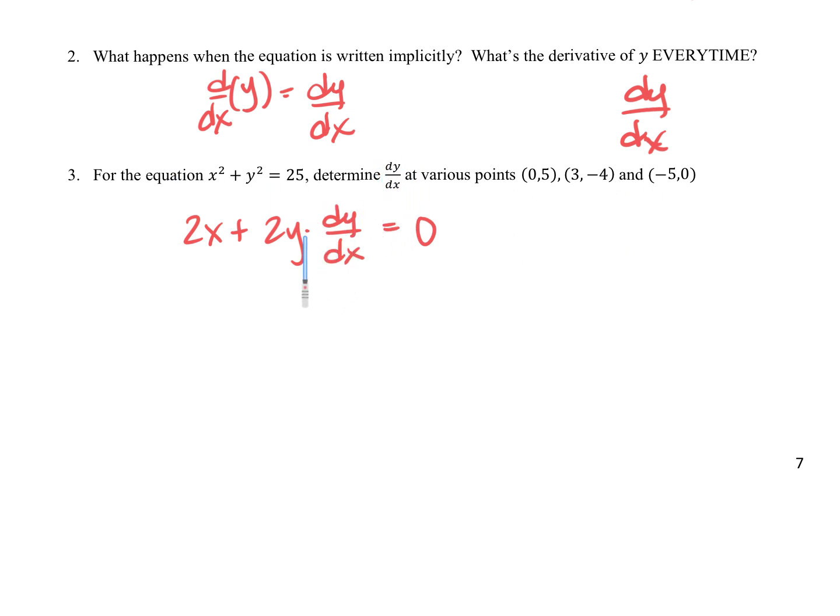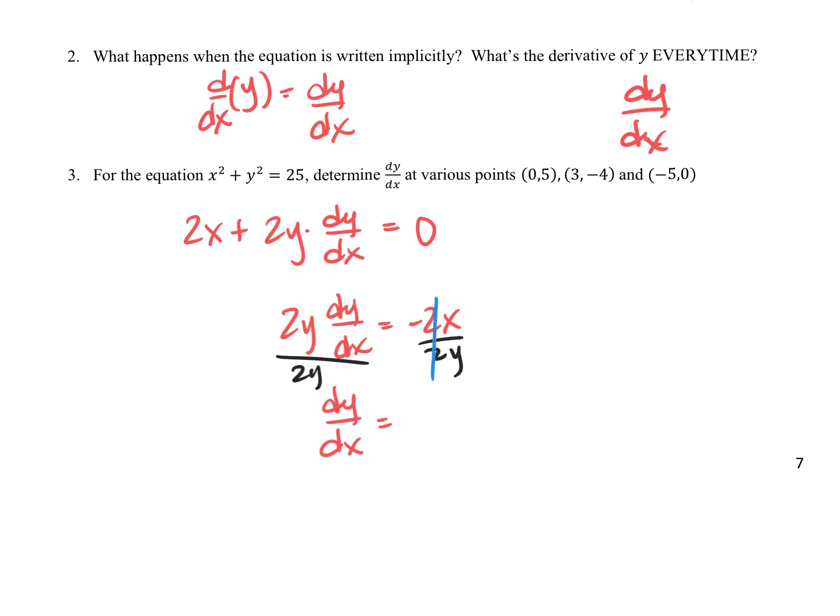So let's go get dy dx by itself first. Could I subtract 2x? We're allowed to do that. And then how would I get dy dx by its lonesome? Divide by 2y. Negative 2x divided by 2y. My 2's can cancel, and we're just left with negative x over y. This is the equation of a circle right here. This is the slope of this circle at any point.